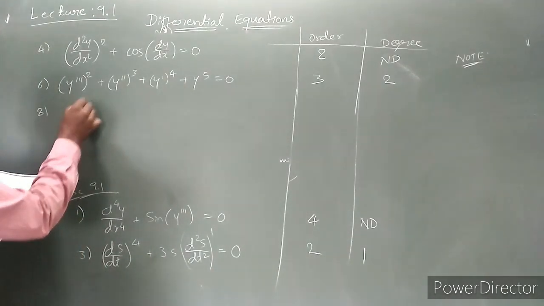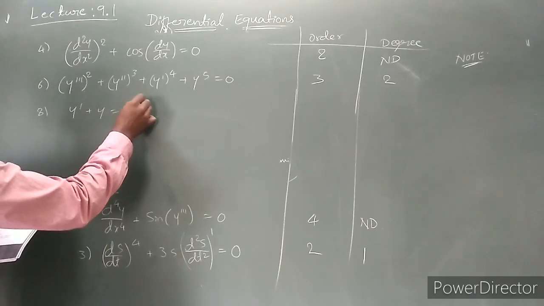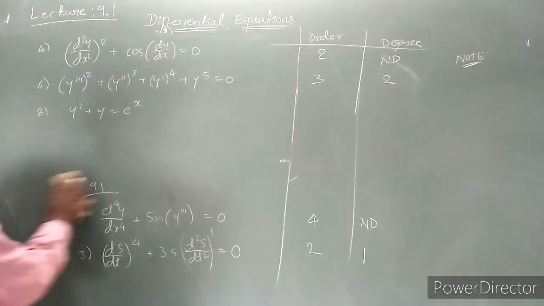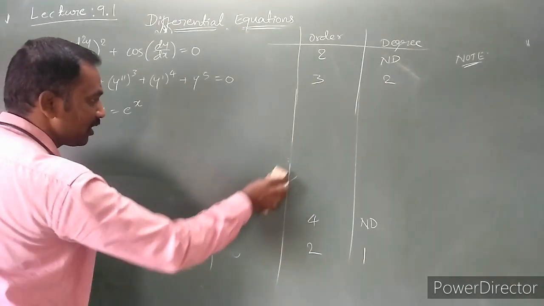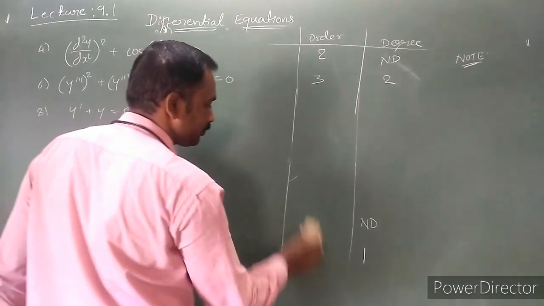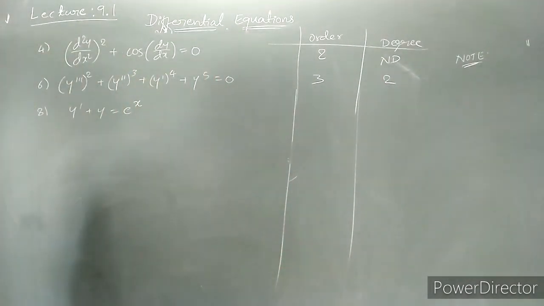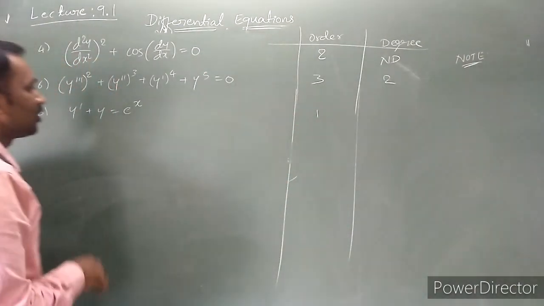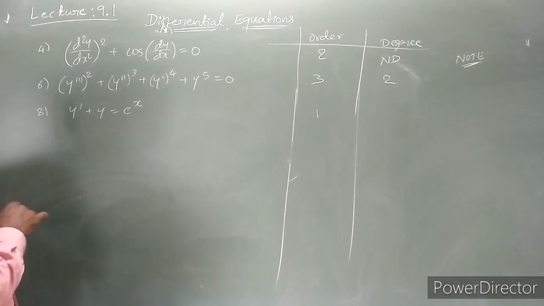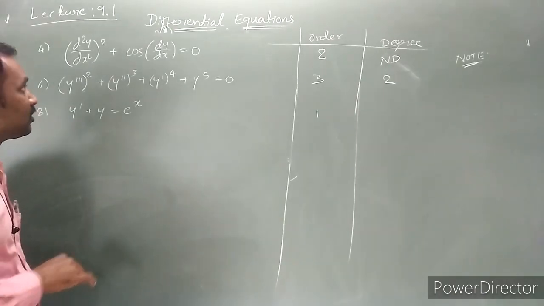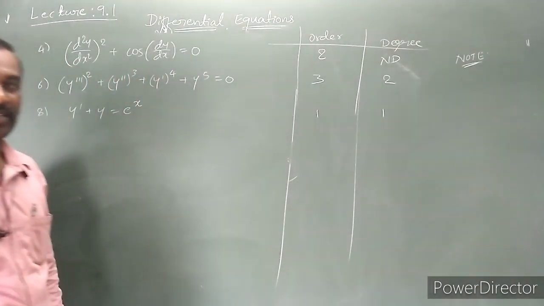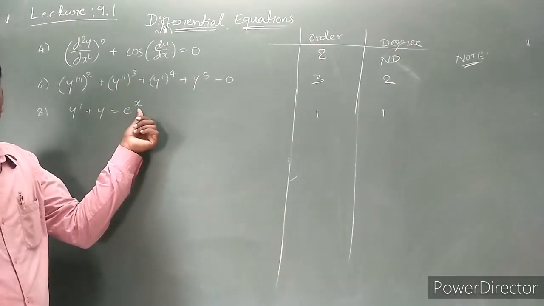Eighth one: y dash plus y is equal to e power x. What is the order and degree? Order: the highest order is 1. What is the degree? Degree is 1. E power x is there.